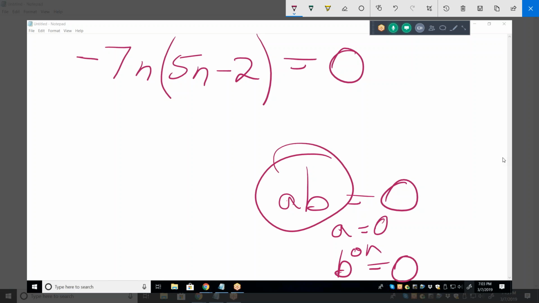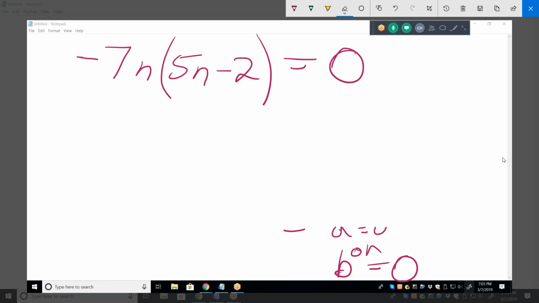I mean, think about it. 1/2 times 2, that's 1. 1/4 times 1/1000th, that's a number. The only thing that's equal to 0 is when one of the things equals 0. And it doesn't matter if you have 2 things multiplied together, or 3 things, or 4 things, or 5 things.